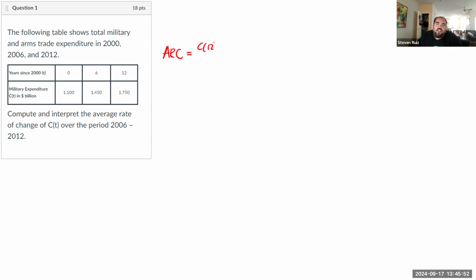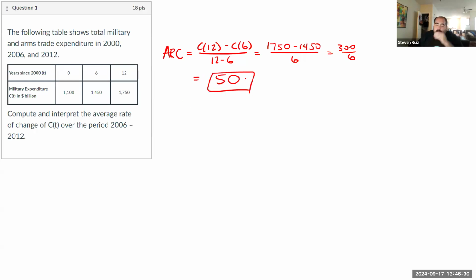So what's our change in y values? C of 12 minus C of 6 over our change in t values, over 12 minus 6. And I can read these y values, or the C values, directly from the table. So I get 1750 minus 1450 all over 6. So 300 over 6, that's equal to 50. So 50 what? C is expressed in billions of dollars. So I've found the number 50. That's our numerical answer.